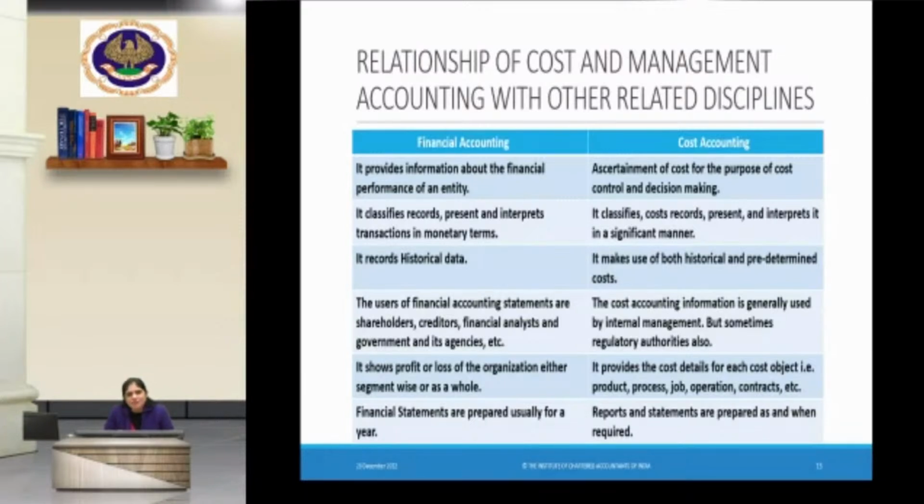So again, there's a very interesting difference between the two. Financial accounting records are generally made for a year. So profit or loss account for the year ended, balance sheet as at that particular date. But cost accounting records you can generate anytime you want, for a week or for a month or for any period which you may like, right?